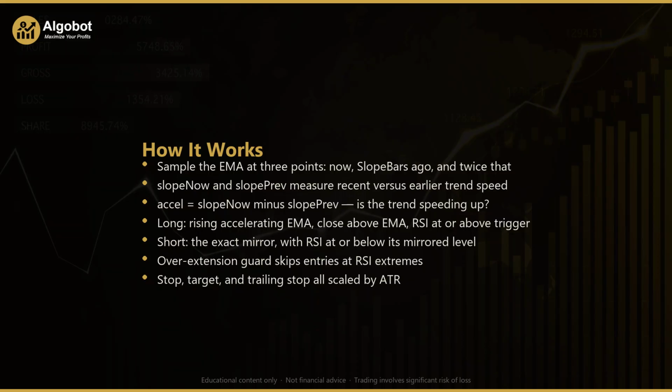The short setup is the exact mirror. The slope must be negative, acceleration negative, price closed below the EMA, and RSI at or below 100 minus the trigger, while staying above the oversold guard of 20.